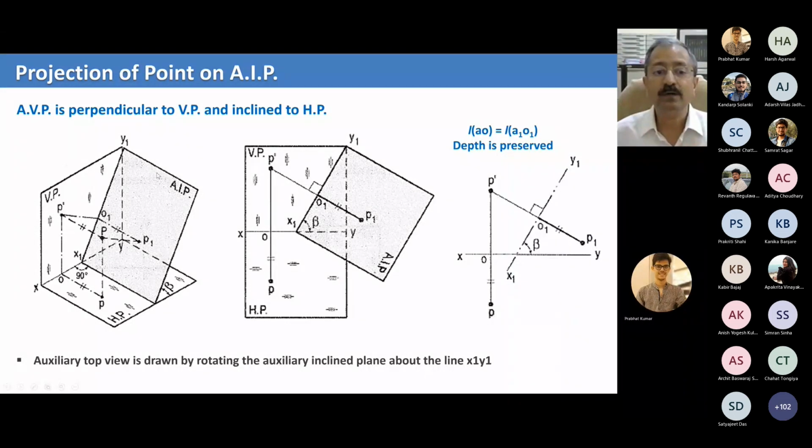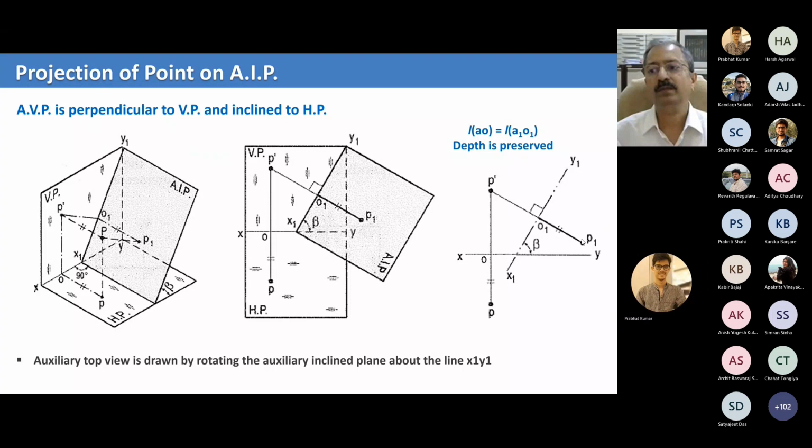Now you're trying to draw your auxiliary inclined plane. That plane is, remember, now inclined to the horizontal. So let's say angle beta. So now you draw your line x1 y1, which is at an angle beta to your XY line, and on that projected line you draw a perpendicular from P1.